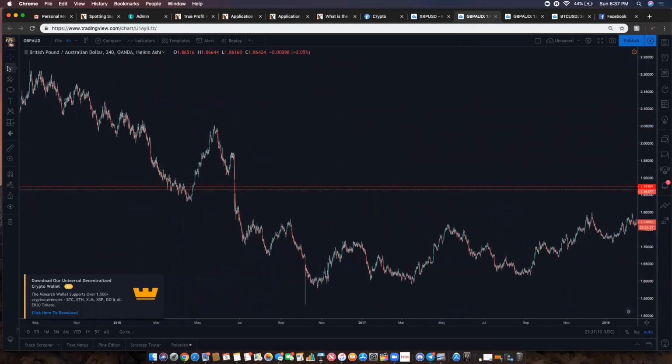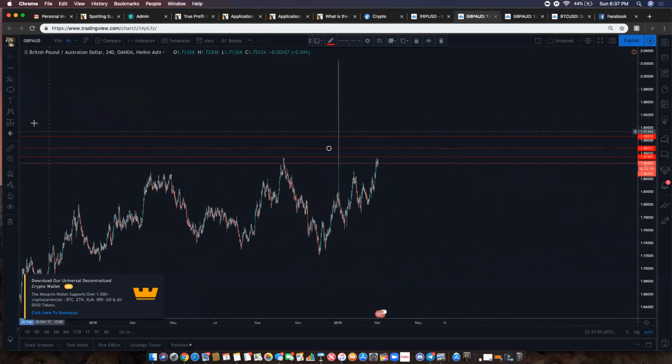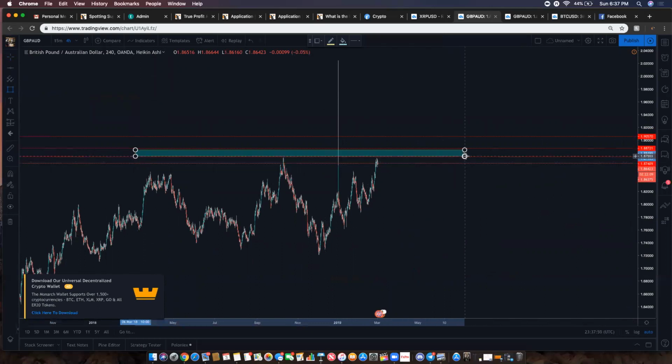There's one up here. That's a big zone. Look at this last lowest high point over here. If I draw a box identifying that, that's it there, isn't it?